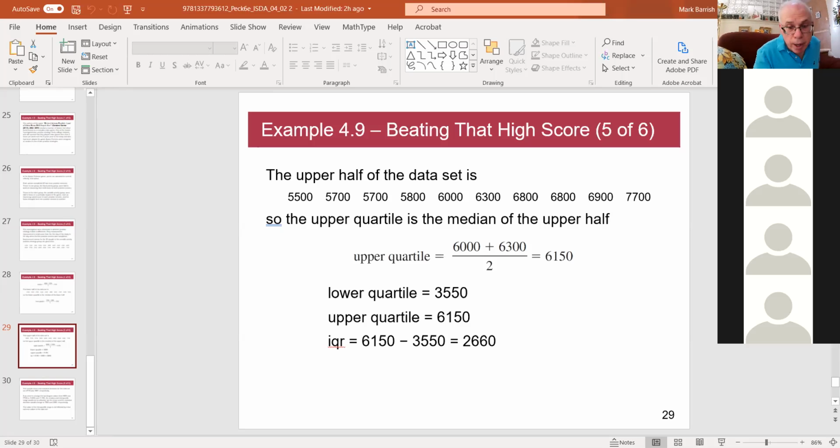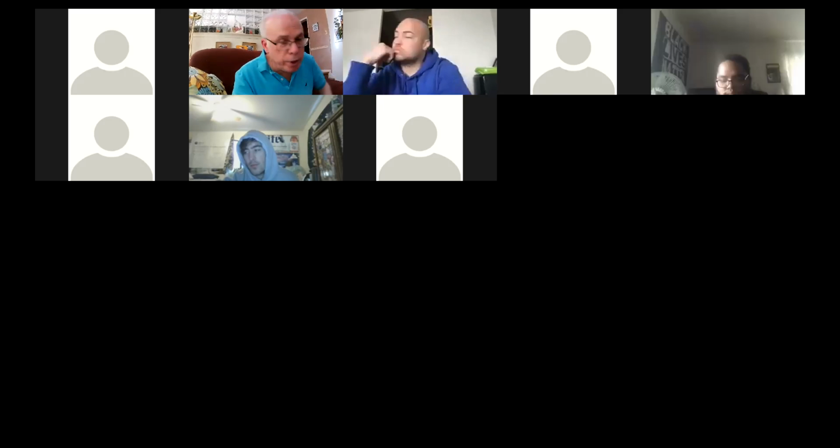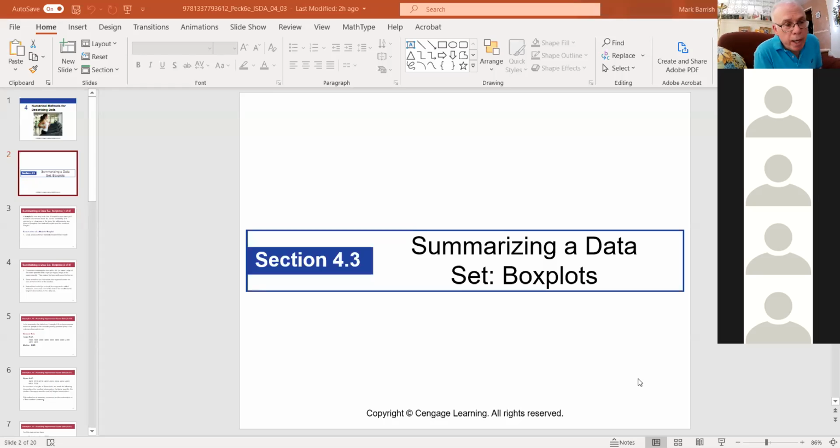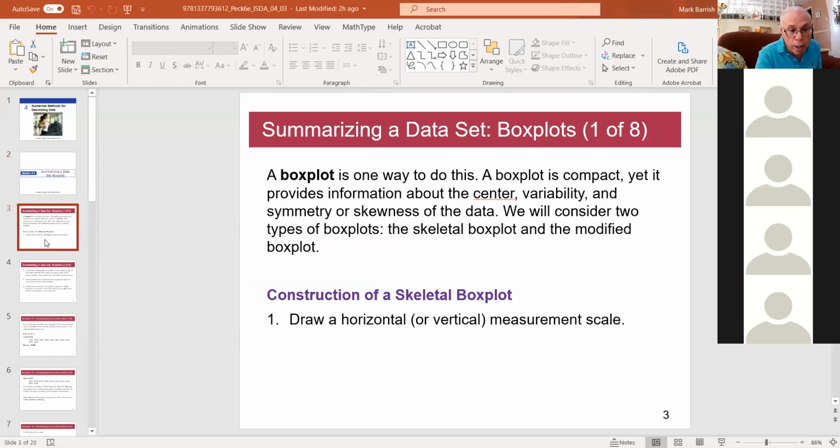All right, so let's stop sharing this and we'll go to 4.3. So 4.3 is the box plot. Now, we've just talked about the idea of splitting the data set into 4 equal pieces. And what we use for doing that is our 5-number summary. It's the smallest number, Q1, the median, Q3, and the largest number. That's the 5-number summary. And we plot it along the number line, and we draw a box around Q1 and Q3, and we create what's called the box plot.